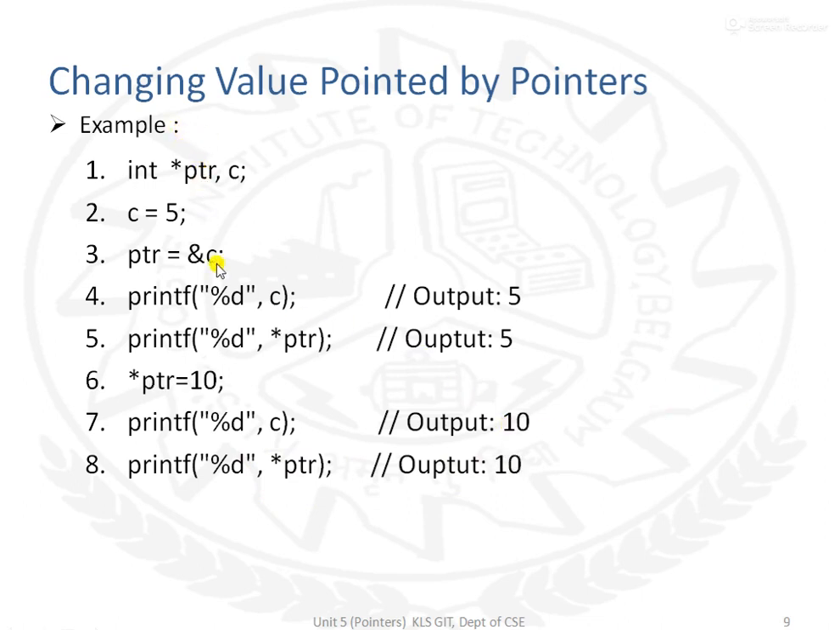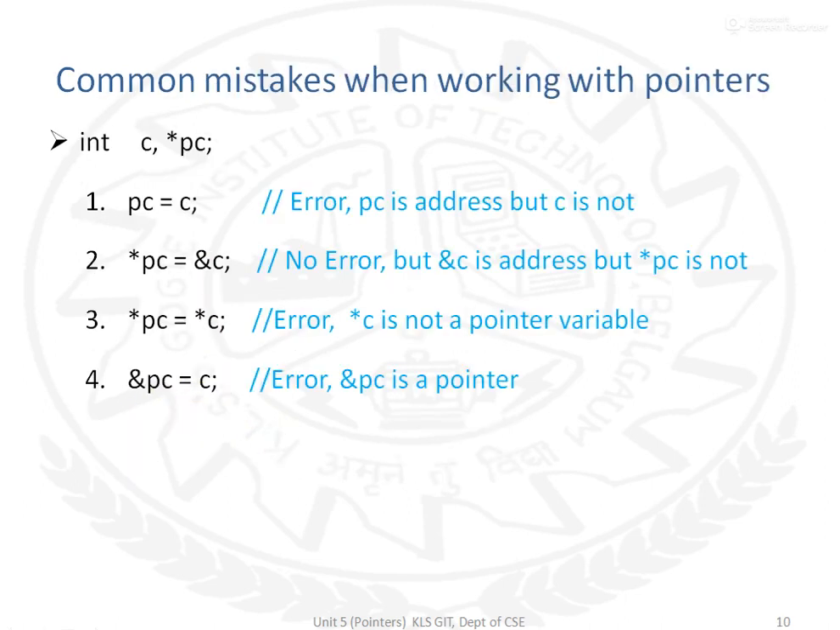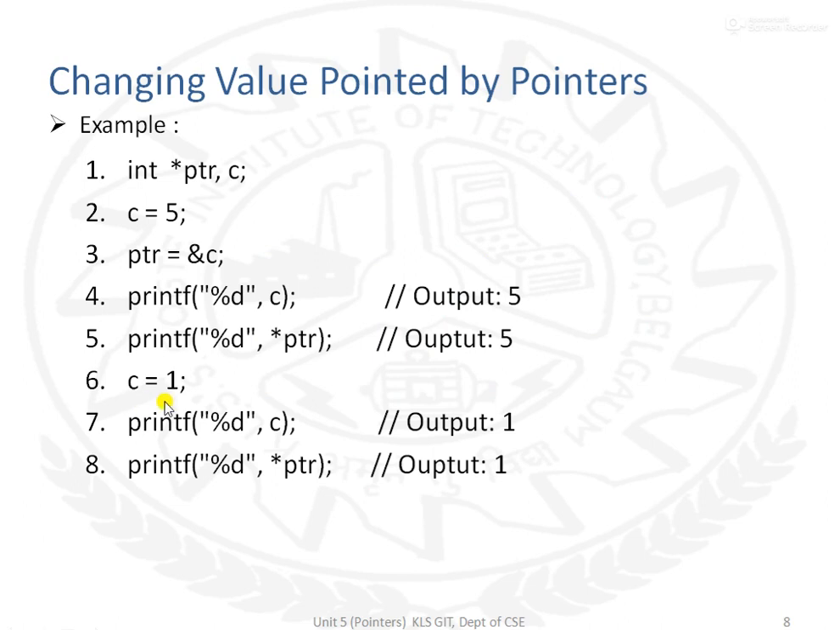We'll take another example. Here, instead of changing the value of c, when I make a change to *ptr, a value 10, it will also reflect the change in the variable c. It is the same program, and only one line I have changed: *ptr is equal to 10. In my previous line it was c is equal to 1, and here I have changed it to *ptr is equal to 10. So when I change the value through *ptr, it will also make changes in the original variable c. The output I will get is 10 here, and for *ptr I will get 10 here.